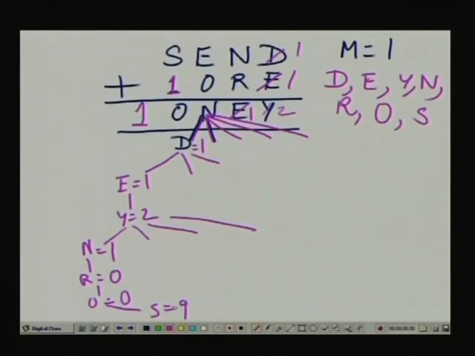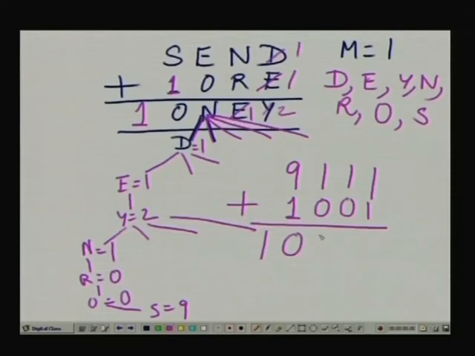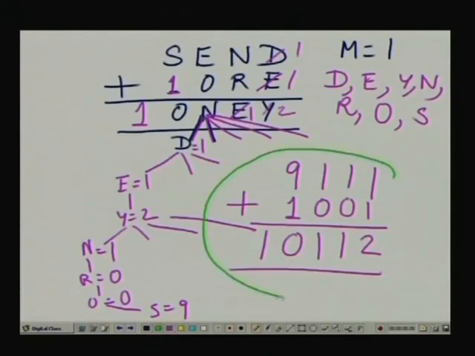So, a solution to this problem is S is equal to 9, E is equal to 1, N is equal to 1 and D is equal to 1. M is 1, O is 0, R is 0, E is 1, and M is 1, O is 0, N is 1, E is 1 and Y is 2, and you can verify whether this is correct. 1 plus 1 is 2, 1 plus 0 is 1, 1 plus 0 is 1, 9 plus 1 is 10. So, this is a solution to the cryptarithmetic problem SEND plus MORE equal to MONEY.